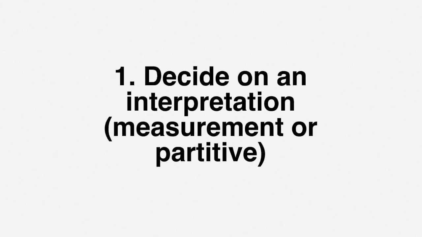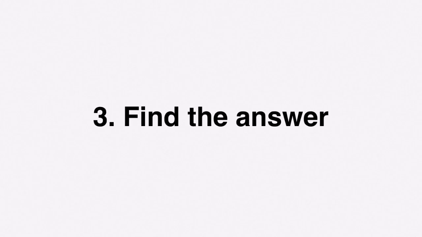Now we're going to use what we've been talking about with measurement and partitive division to write some division stories ourselves. The first step we will do is to decide on which interpretation we want to use, measurement or partitive. Then we'll draw a model, find the answer, choose a unit so they're not just floating numbers with no meaning, and then set up our situation. Let's go through a couple together.